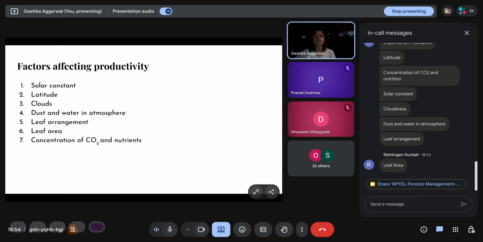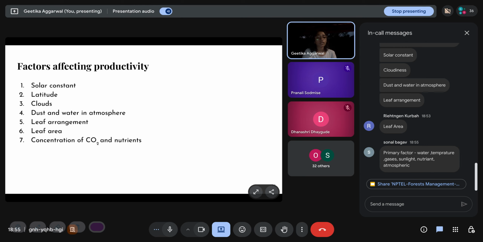Cloudiness, if there's more amount of clouds, that means a lot of the sunlight will get reflected back, and that will decrease the productivity of plants on that particular day. If there's a lot of dust and water in the atmosphere, that will also lead to a lot of scattering of light and a lot of reflection back of the sunlight, again leading to a decrease in the productivity.